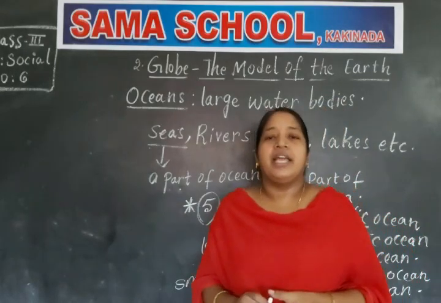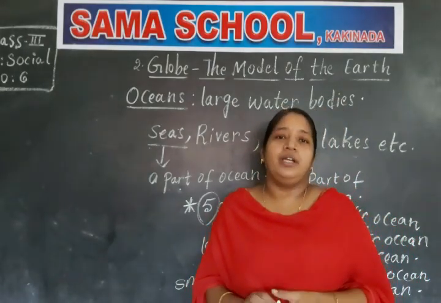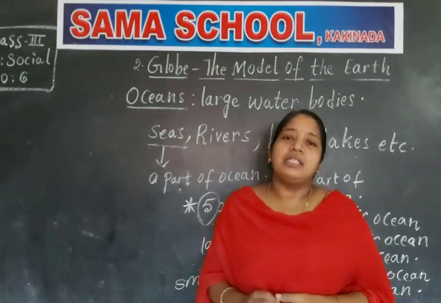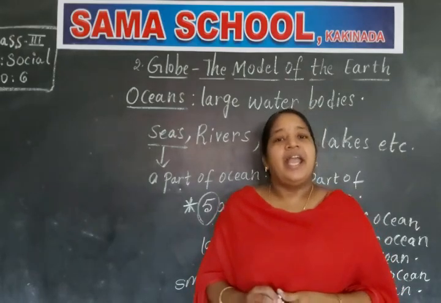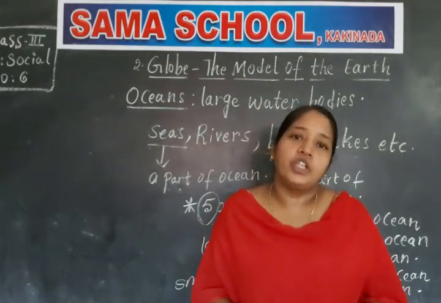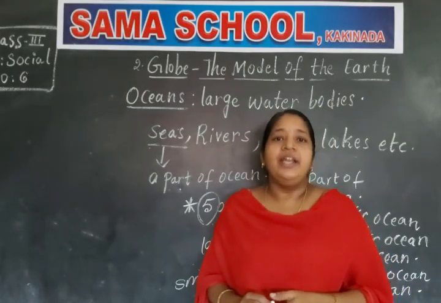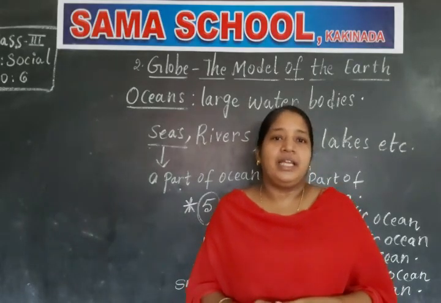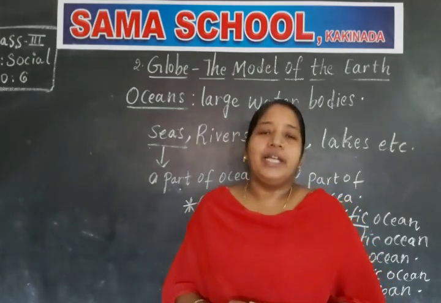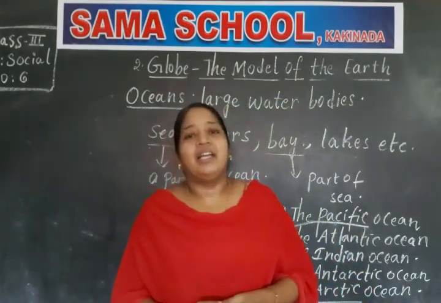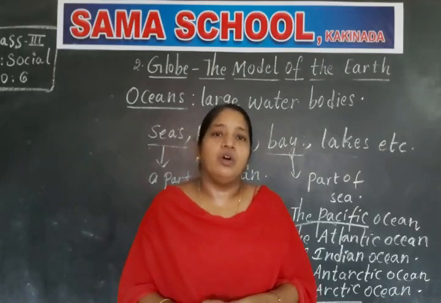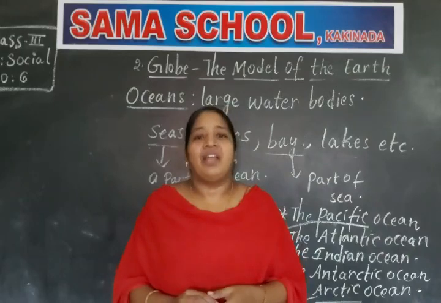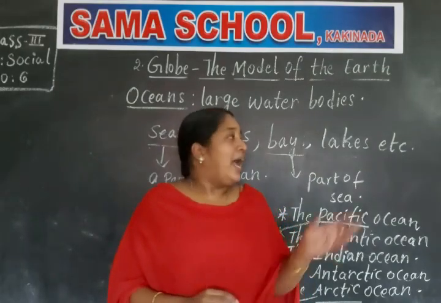So how many continents are there on the earth, children? There are 7 continents. And among the 7, which is the largest continent? Asia. Very good. India lies in which continent, children? Asia continent. And what is the smallest continent? Australia. And what is the coldest continent? Antarctica. It is very cold. The climate is very cold in that continent, and very few or no humans can survive on the Antarctic continent.